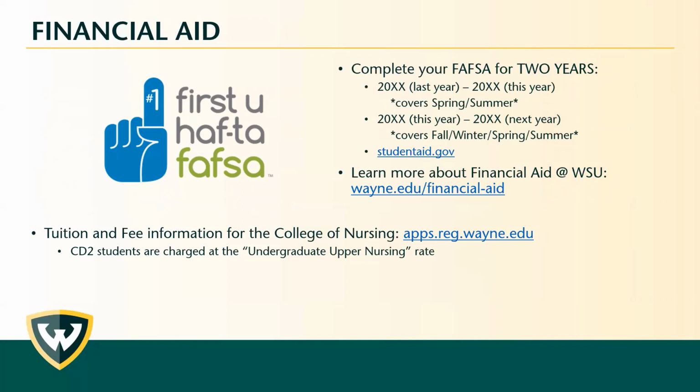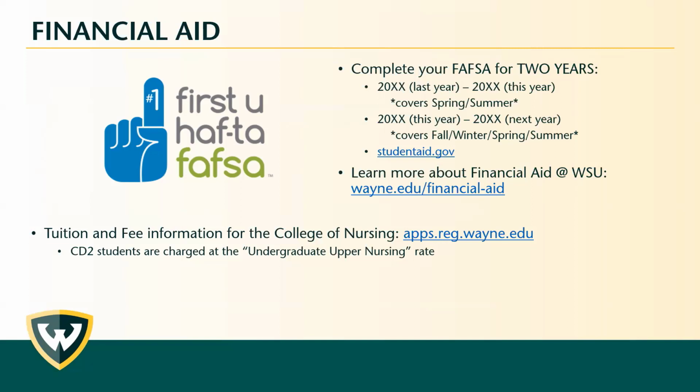The first thing we encourage students to do is to complete the Free Application for Federal Student Aid, or FAFSA, for the last 2 years. You'll want to do it for last year. So, for example, today we are considering 2022 and 2023, as well as the next year, 2023 and 2024, because of your program starting in the middle of a year. You can find the FAFSA at studentaid.gov. If you have questions about financial aid and filling out your FAFSA, don't hesitate to reach out to the Office of Financial Aid at the website indicated.